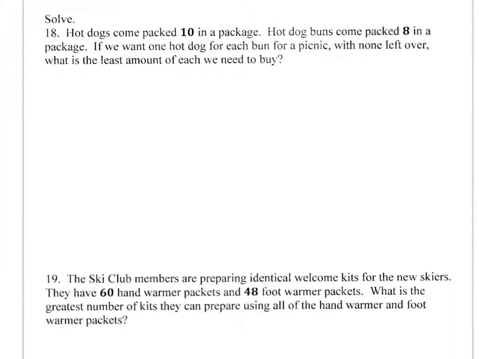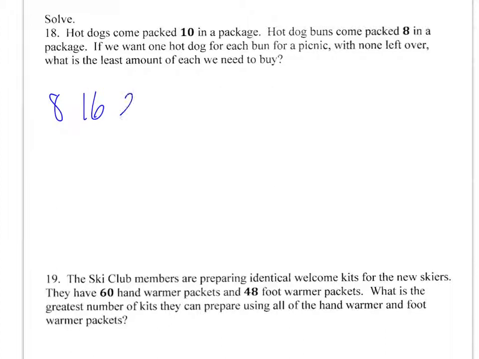So if hot dogs come packed 10 in a package, and buns come packed 8 in a package, we want 1 hot dog for each bun for a picnic with none left over. What is the least amount of each that we can buy? So this is actually a least common multiple question, because that helps us figure out where the 8 and the 10 would intersect perfectly.